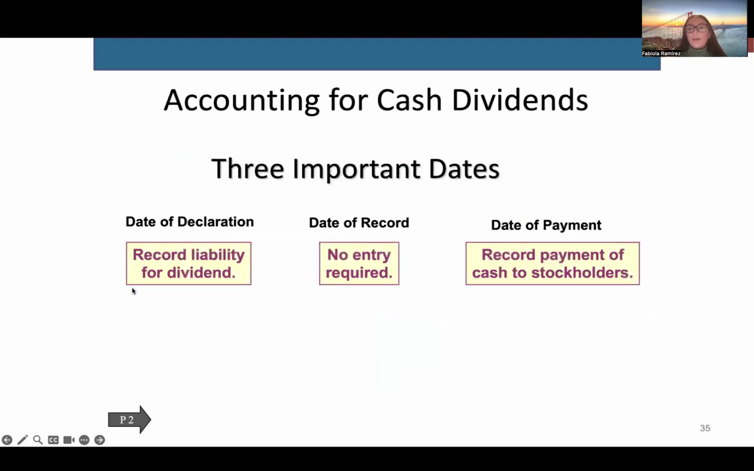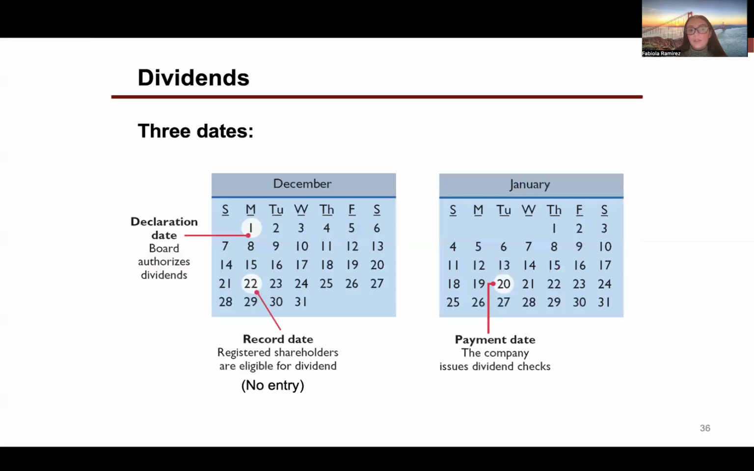There are three important dates for cash dividends. The first is the date of declaration. This is where we record a liability for the dividend. There is something called the date of record. No entry is required. And finally, we have the date of payment. This is when we record payment of cash to stockholders. This is when cash is actually given to the stockholders.